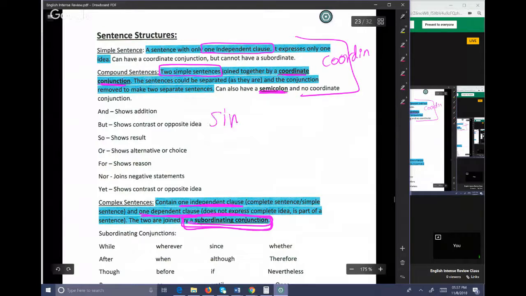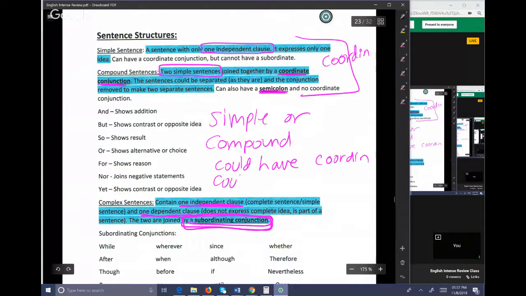So a simple or a compound could have one of two things, both of them interchangeably, could have coordinate, could have no conjunction. In the case of a compound, where we join two sentences, the only way to not have a conjunction is if there's a semicolon. In the case of a simple, you could have a conjunction or not because you just have one independent clause.